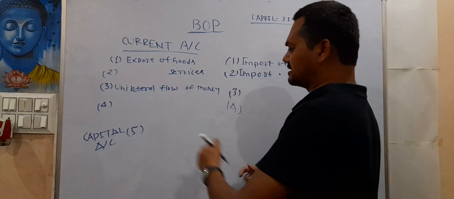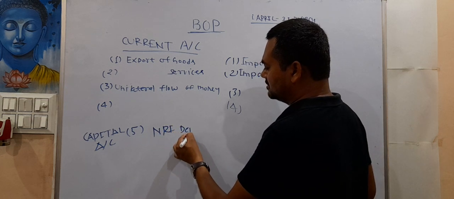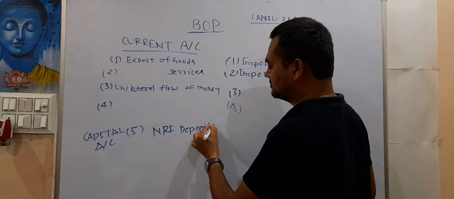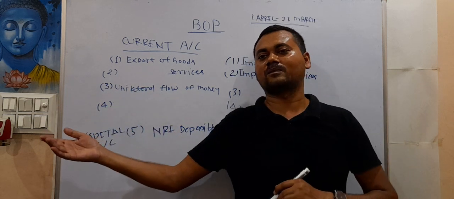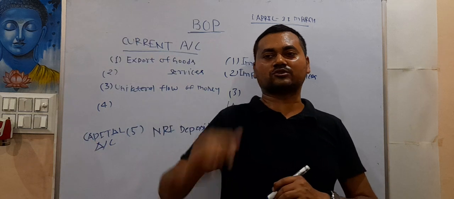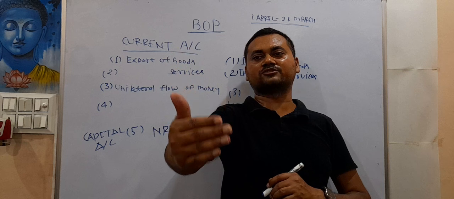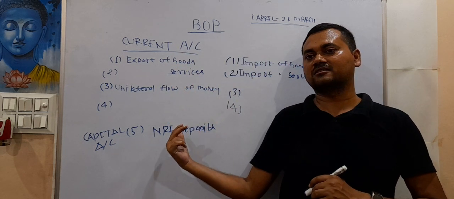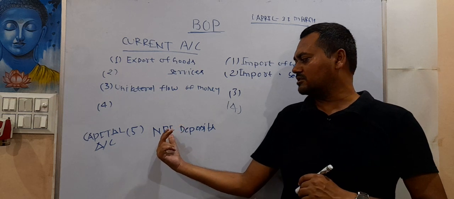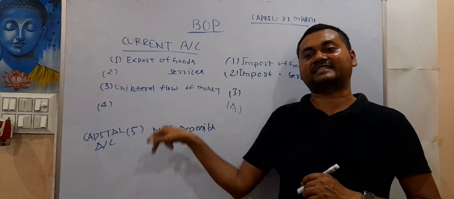Or you take the example NRI deposits. Manohar's brother, he used to work in Saudi Arabia. So what was he doing? He was earning money from there and used to send the money to India. Yeah, so let's assume he is depositing money in State Bank of India.